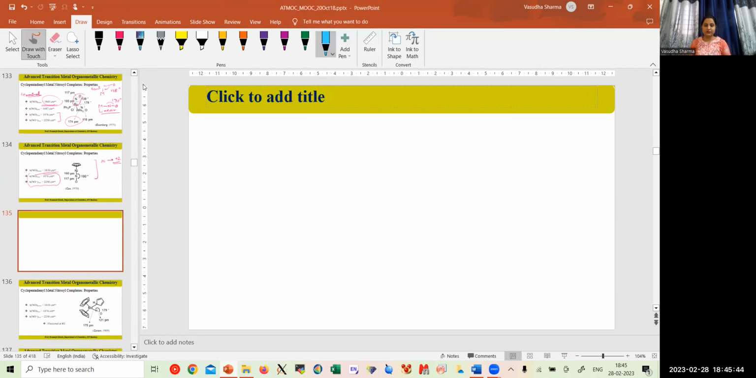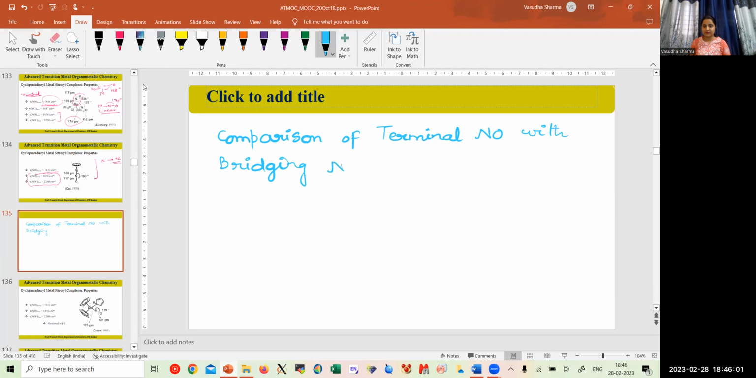So we saw, if we compare the comparison of terminal NO with bridging NO, that the stretching of terminal NO is greater than the stretching of bridging NO.